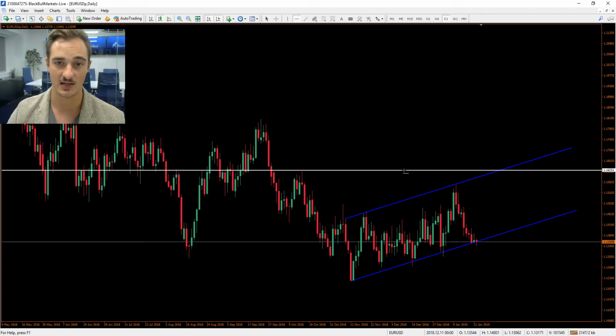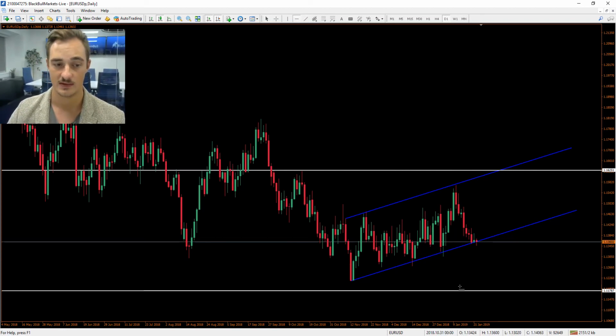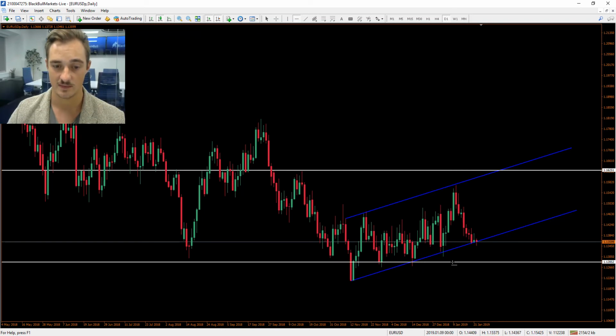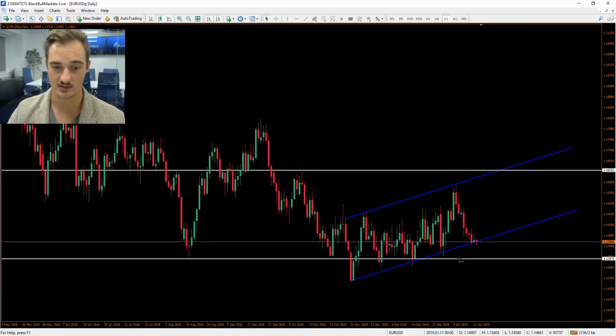But as it is on the daily, this could take a couple of weeks, even a month or so, for this pattern to complete. You can see this is a very nice support area as well. So if it does break to the downside, we could see possible support here and get rejected and move back into this sort of zone we have here.